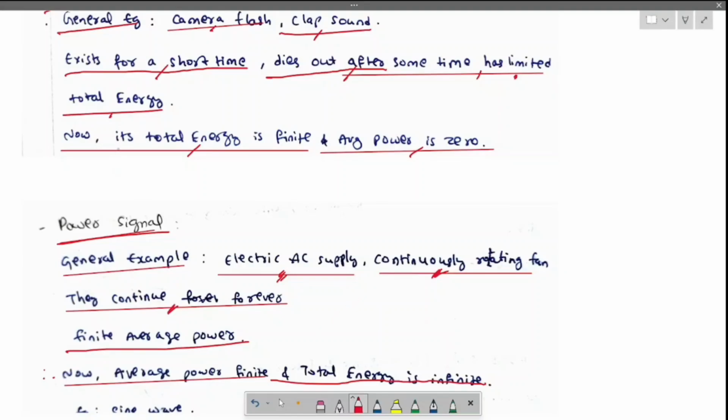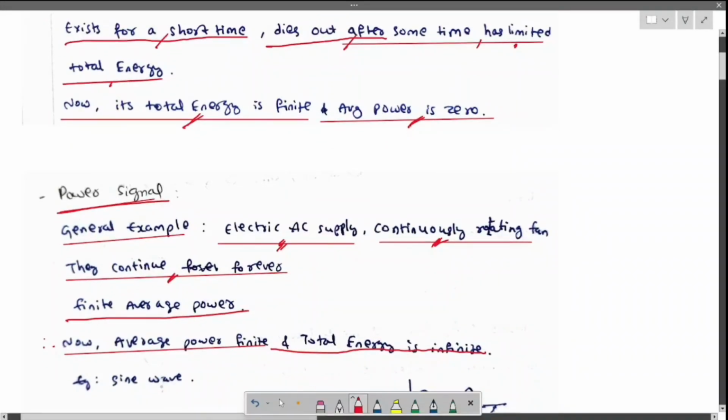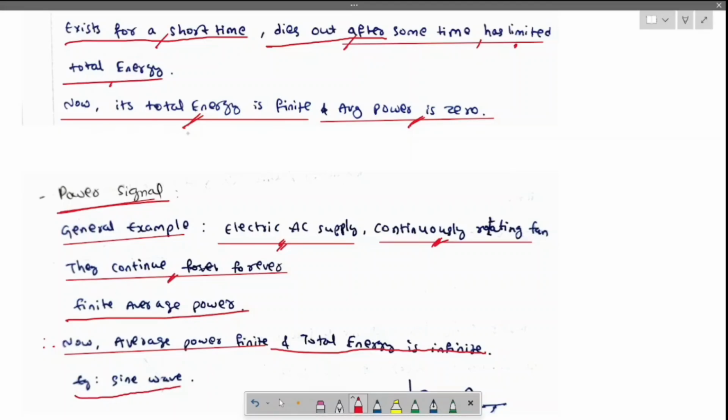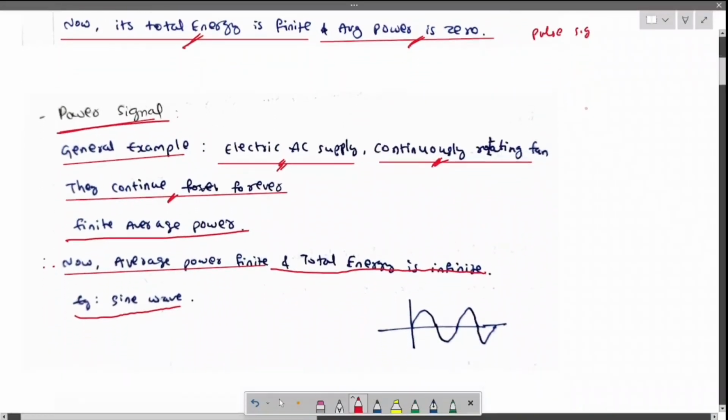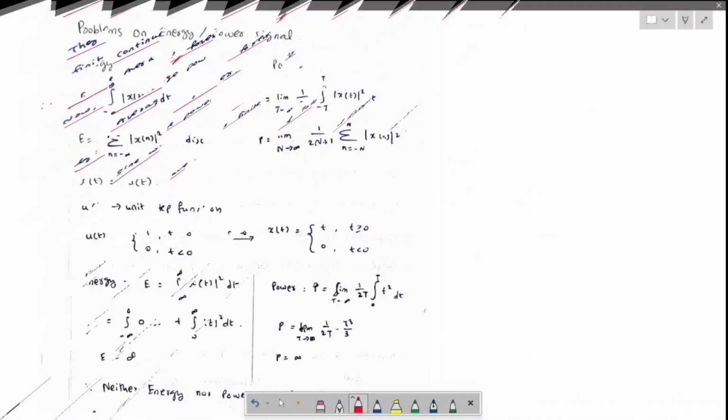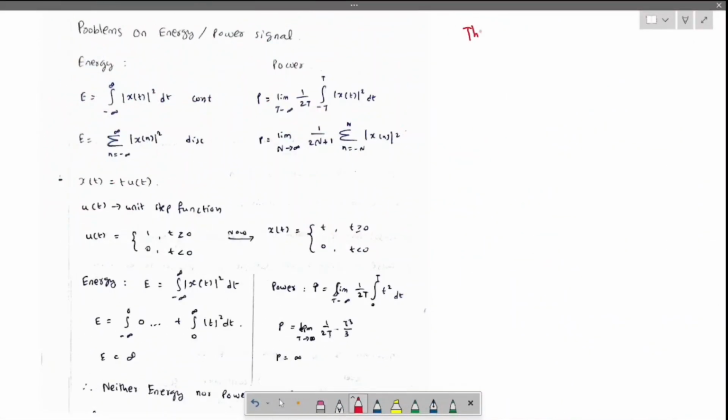So an energy signal is of short duration, right? That's why the average power is 0 and total energy is finite. Okay, remember these things. Now in technical terms, the best example of a power signal is a sine wave, and for an energy signal you can consider a pulse signal. Now let us move into the problems. We're done with the theory.